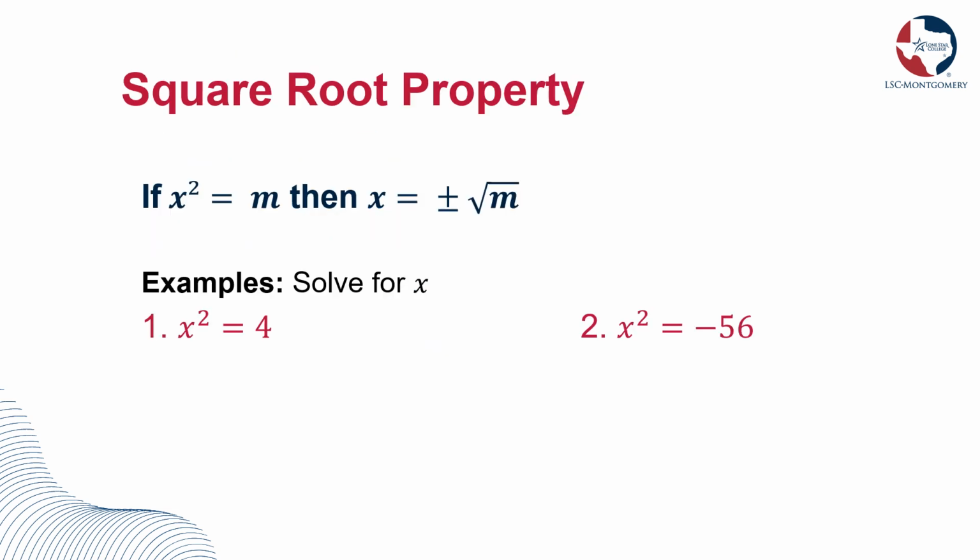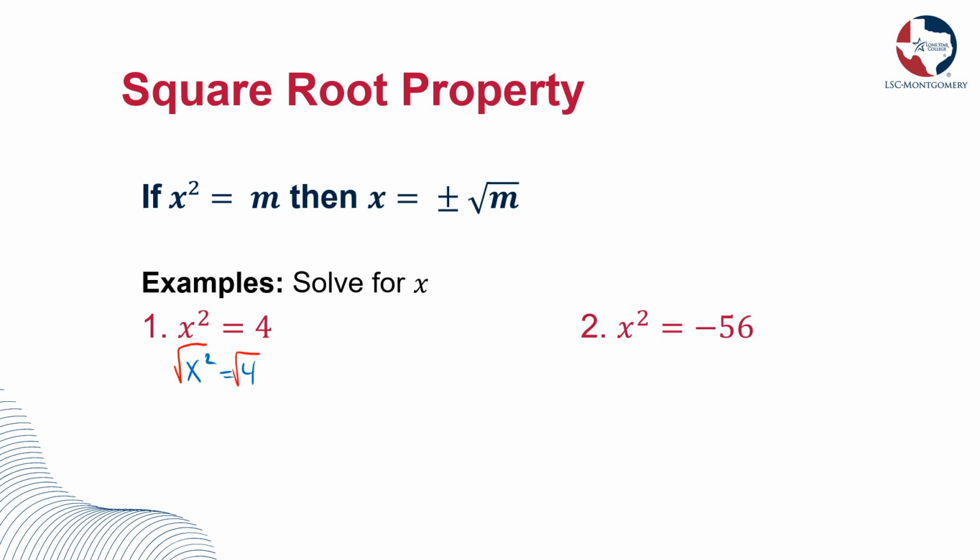Another way to solve a quadratic equation is applying the square root property, which states if x squared is equal to some m, then x is equal to plus or minus square root of m. Now, how that works is if we look at the example here, for the first one, x squared equals 4. So applying the square root property, first let's write this equation again. x squared equals 4. So what we do is we apply a square root to both sides of our equation. Take the square root on the left, take the square root on the right.